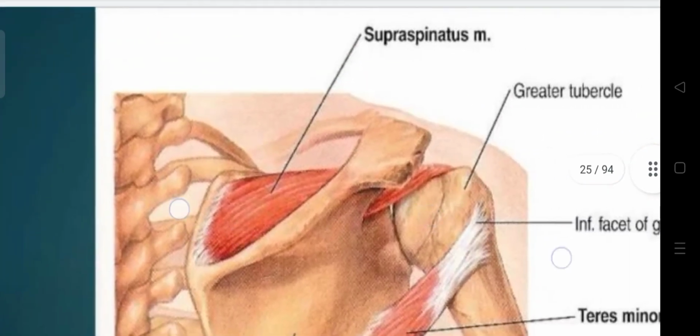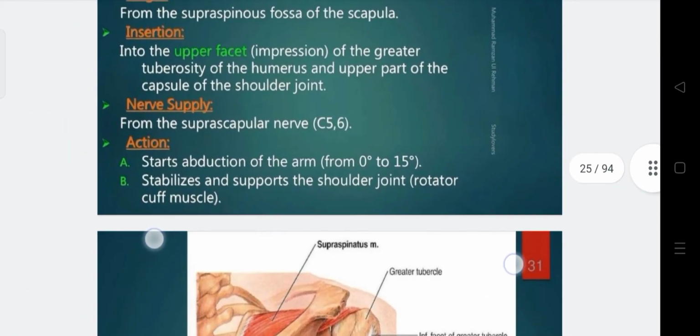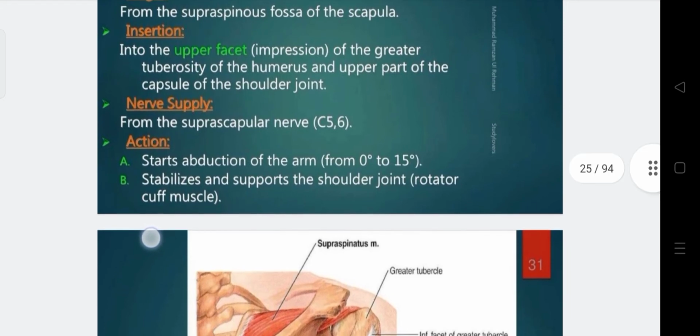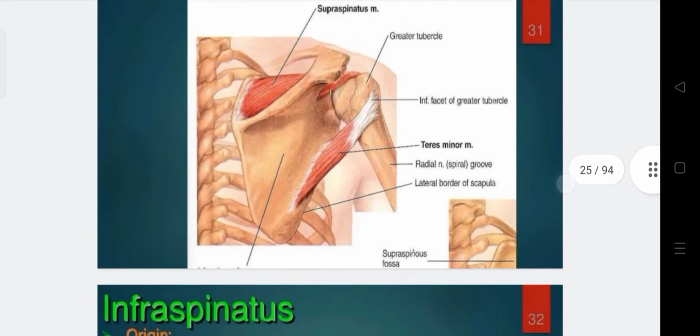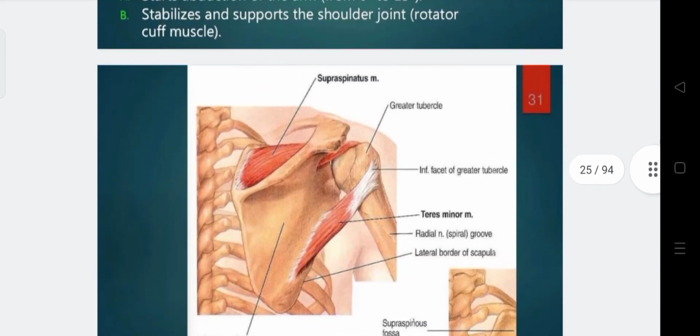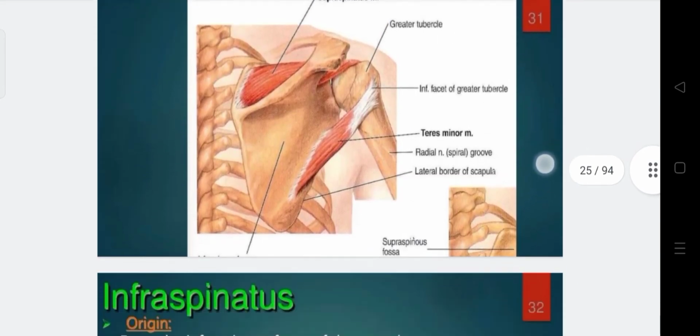Of this muscle, it's supplied by the suprascapular nerve, and its action is to start abduction of the arm from 0 to 15 degrees, and it stabilizes and supports the shoulder joint. It's a rotator cuff muscle. There are four such muscles, which we will discuss later in this video.